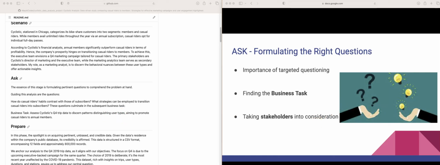You need to take stakeholders into account in this stage, so you know who you're giving these details to. That will really drive your analysis forward. But all of this needs to be covered before you even start anything in the ask stage.